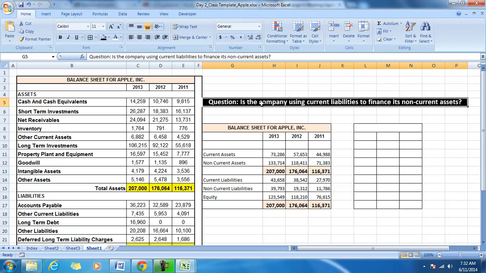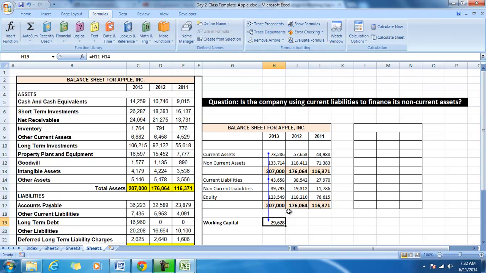So, if this is the question, that is, is the company using current liabilities to finance, then we can find that answer by calculating the working capital. Working capital is the excess of current assets over the current liabilities. So the excess of current assets over the current liabilities, in this case the company is having $29,000 million as a positive working capital.